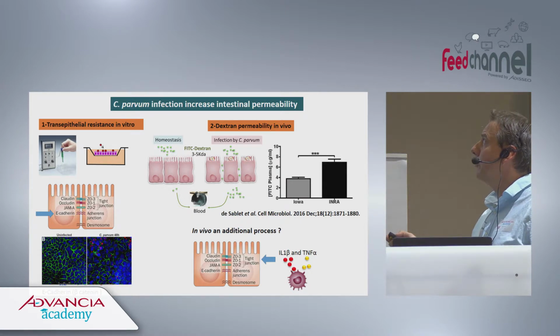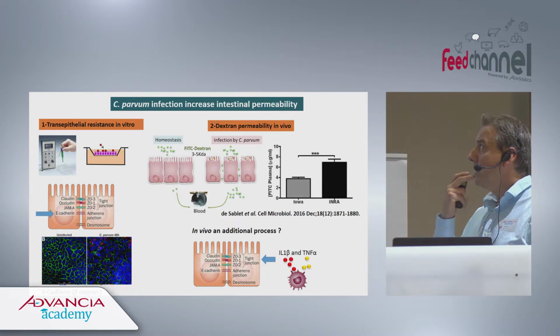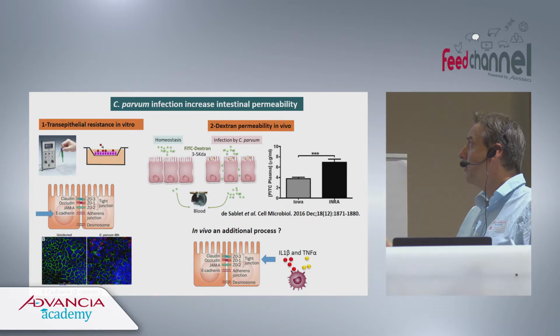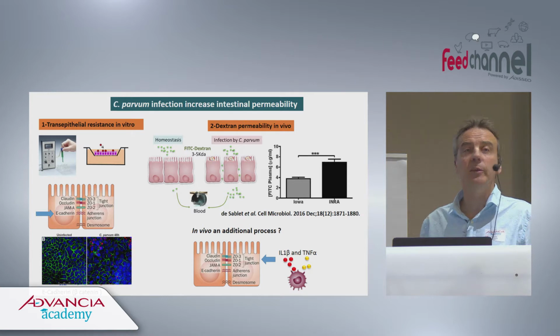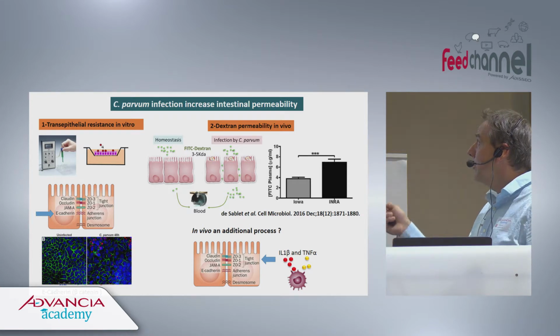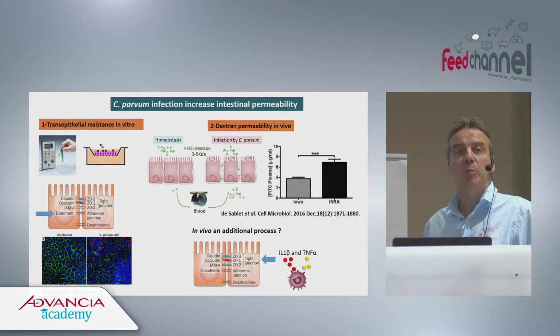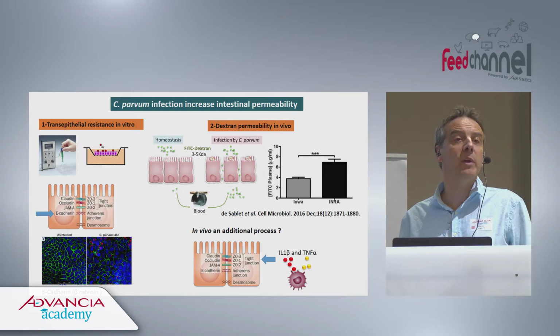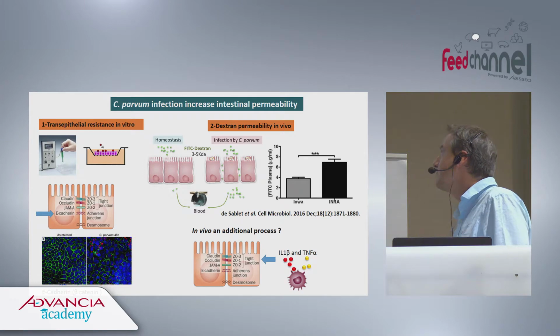We used a FITC dextran tracer, and normally at homeostasis only a few of the molecules that you give by gavage can go through the epithelial cells and into the blood, where you can measure the fluorescence. But when you do that with infection with Crypto, you clearly see an increase, and it depends on the virulence of the strain of Crypto you are using.